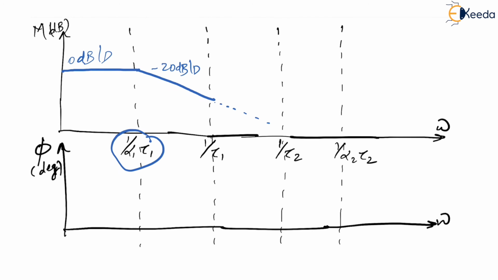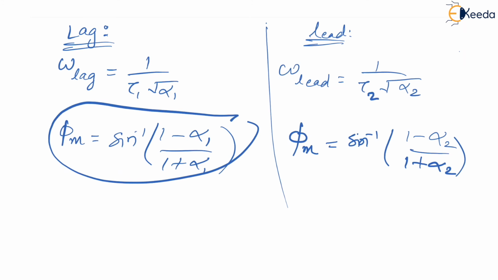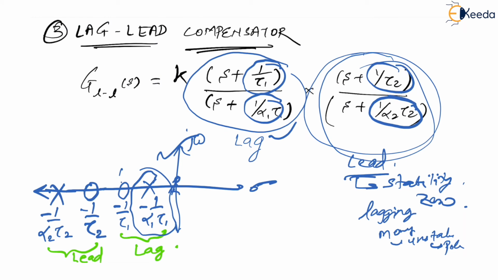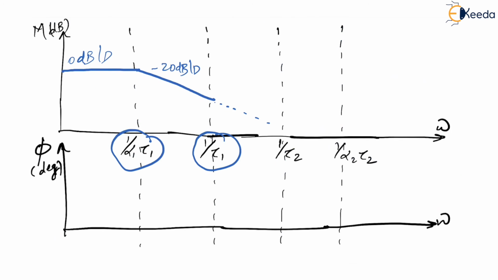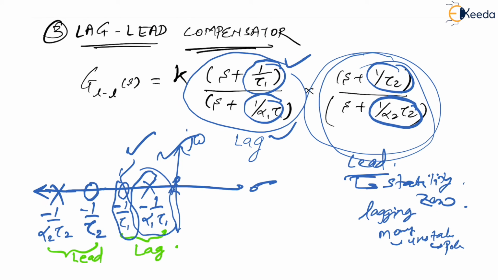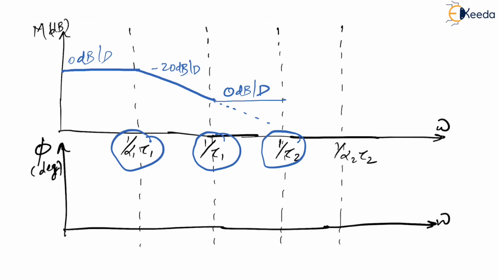This would have continued further. But what has happened now? At 1 by tau 1, there is a 0, which means definitely this now becomes 0 dB per decade. Similarly, what happens at 1 by tau 2? At 1 by tau 2, you have a 0 again, which means it would have gone straight, but it will not go straight. It will now go this way, plus 20 dB per decade.